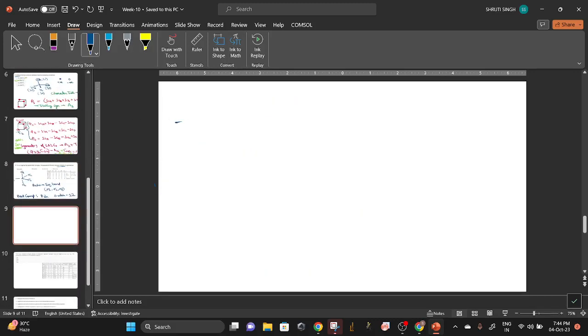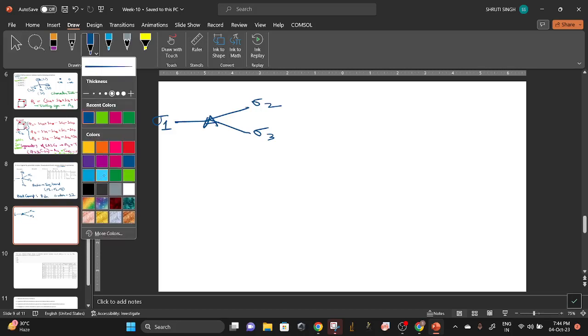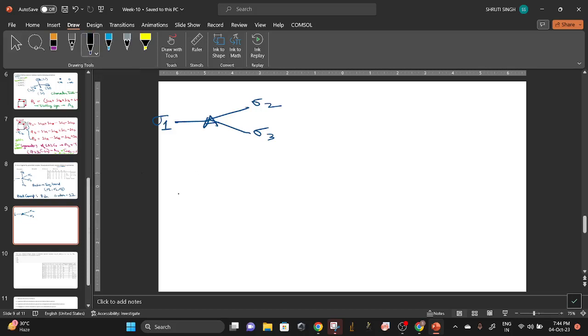So this is my sigma 1, sigma 2, sigma 3. Okay, here in between A is there. We need to find the tau equatorial.